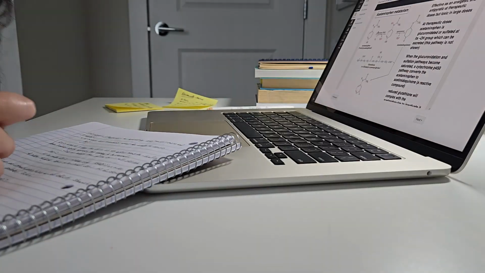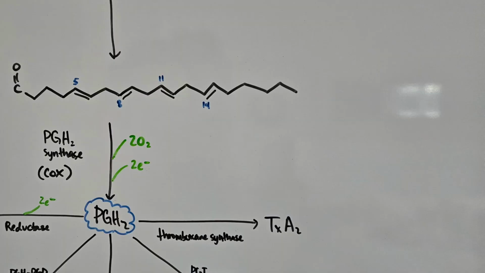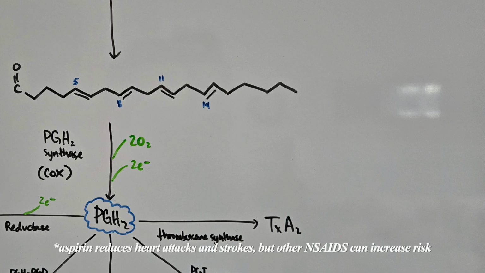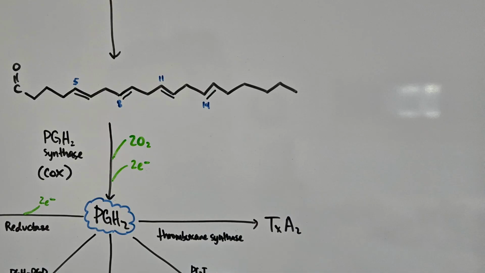Now, coming back to the last thing, thromboxane. Since aspirin is an NSAID, it will inhibit the COX enzymes, so you're not going to get to PGH2, which means you cannot convert PGH2 to TXA2. So basically, you will be inhibiting early blood clotting, so platelet aggregation and blood vessel constriction. That means you're reducing your risk of heart attacks and strokes.